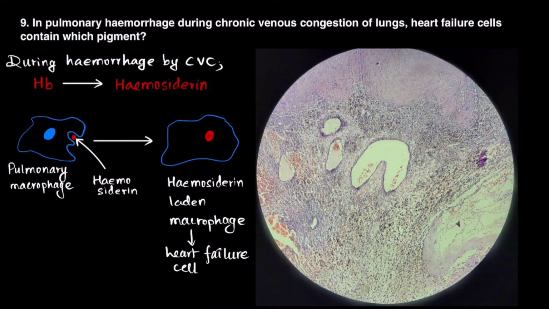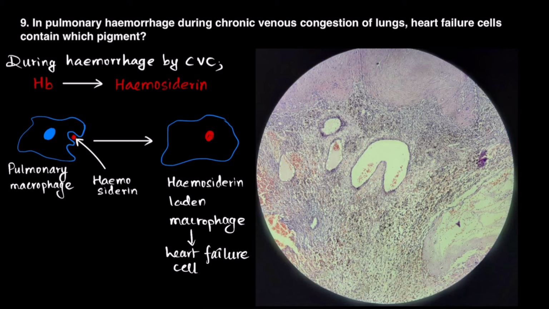This hemosiderin is then engulfed by the pulmonary or alveolar macrophages, resulting in the formation of hemosiderin laden macrophage. Basically a pulmonary macrophage containing hemosiderin pigment inside of it, and this is what we call heart failure cell. So the heart failure cell contains hemosiderin pigment inside of it. Why heart failure cell? The reason for that I will be telling under the topic of congestion. So for now, you have this pulmonary macrophage which contains hemosiderin engulfed inside of it, called heart failure cell. So the pigment is hemosiderin.